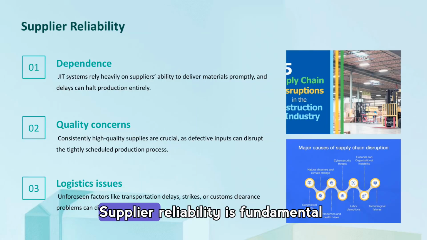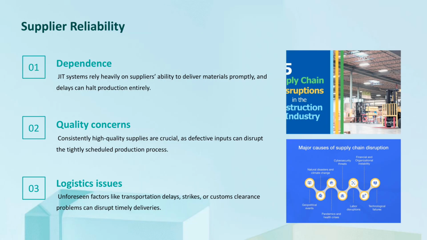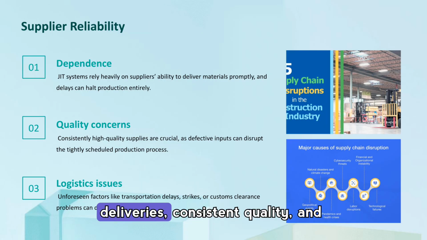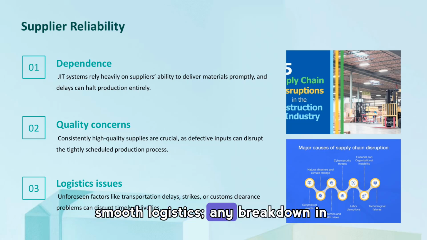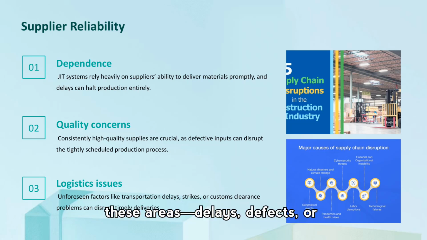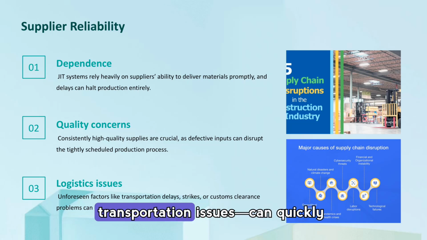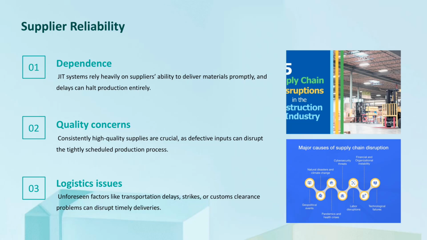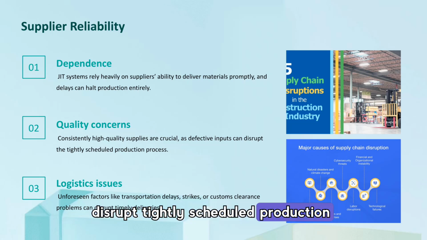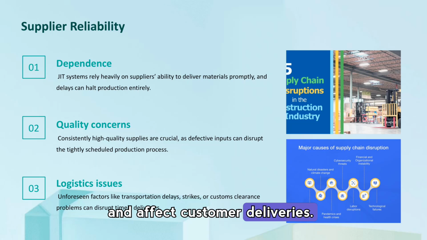Supplier reliability is fundamental because JIT depends on prompt deliveries, consistent quality, and smooth logistics. Any breakdown in these areas, delays, defects, or transportation issues can quickly disrupt tightly scheduled production and affect customer deliveries.